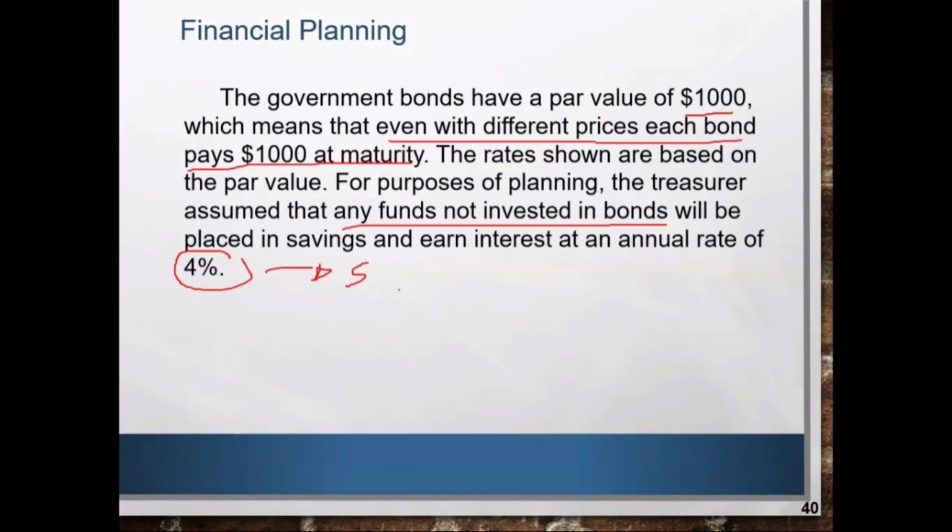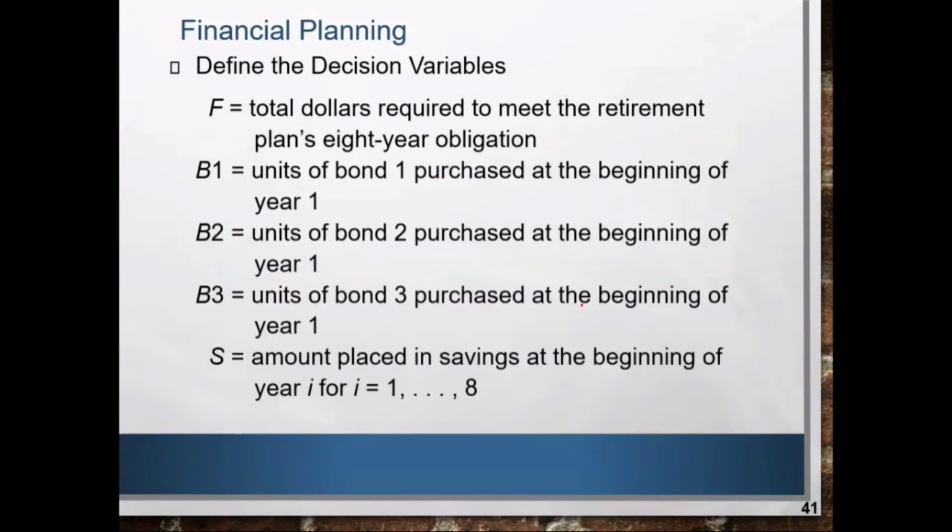Savings. So here, we need to define the decision variables. So, F: total dollars required to meet the retirement plan's 8-year obligation. So, this is for funding.